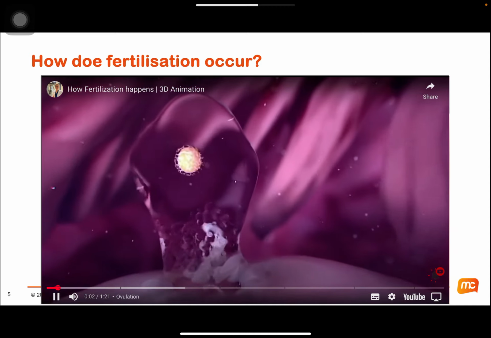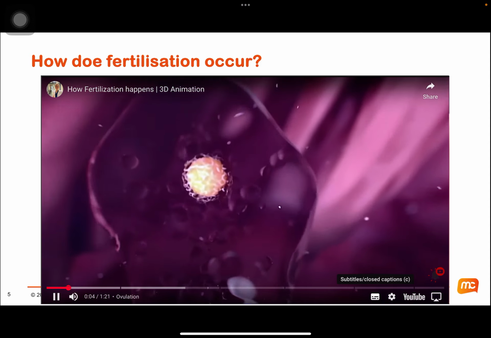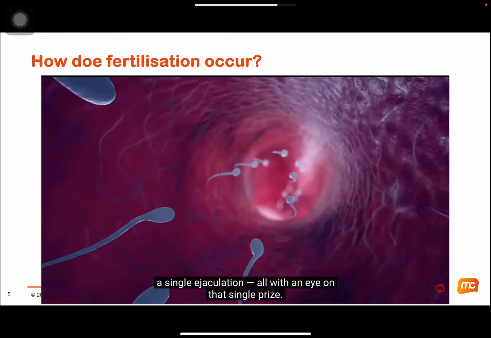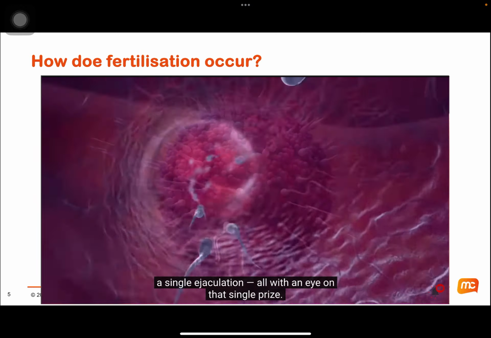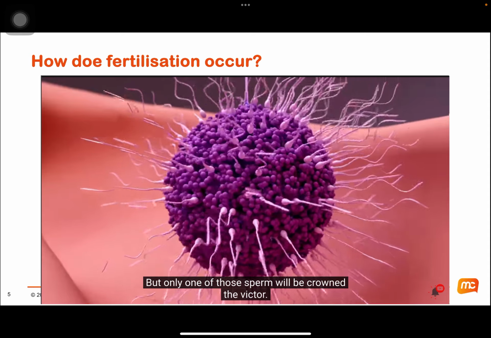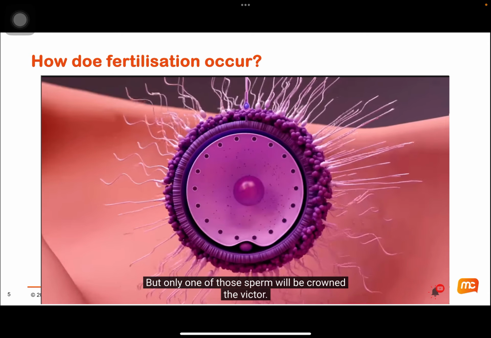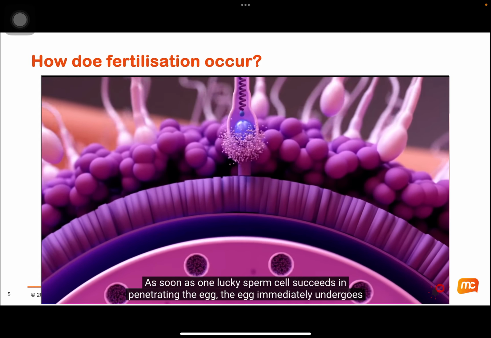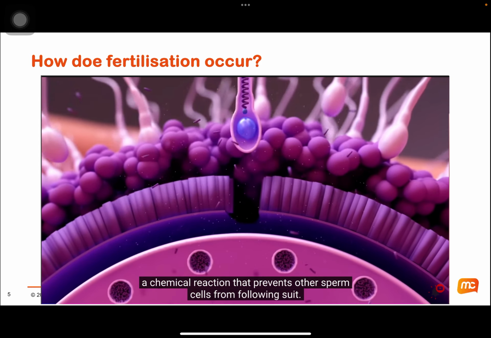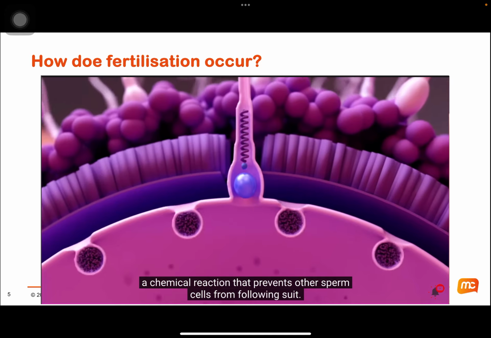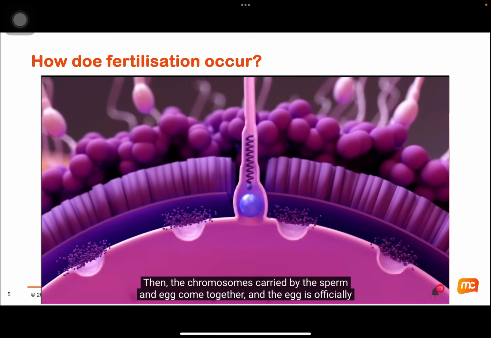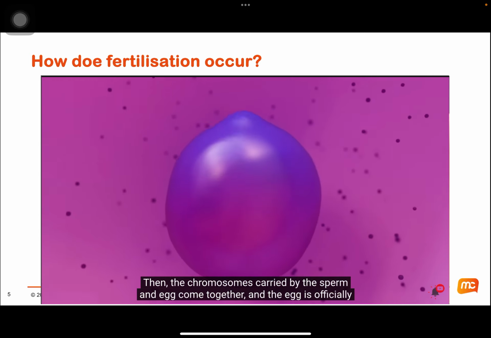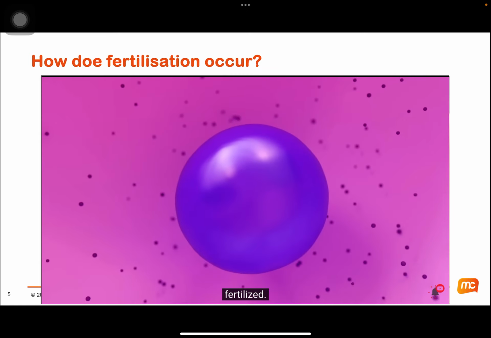While you release only a single egg each month, your partner releases millions of sperm in a single ejaculation, all with an eye on that single prize. But only one of those sperm will be crowned the victor. As soon as one lucky sperm cell succeeds in penetrating the egg, the egg immediately undergoes a chemical reaction that prevents other sperm cells from following suit. Then, the chromosomes carried by the sperm and egg come together, and the egg is officially fertilized.